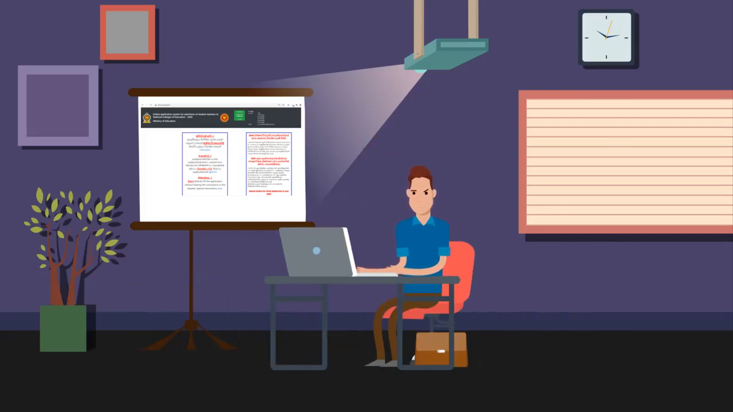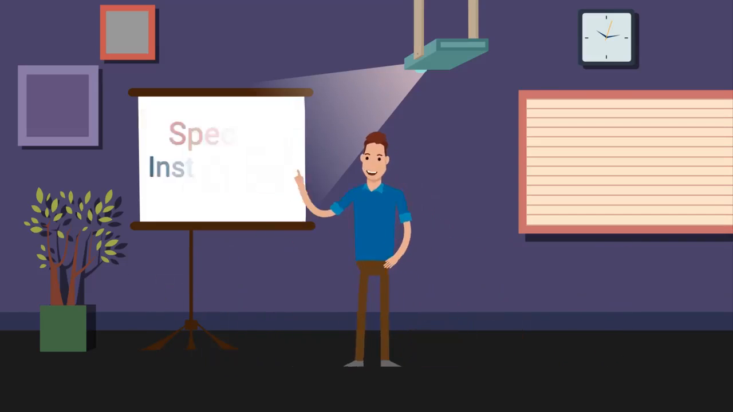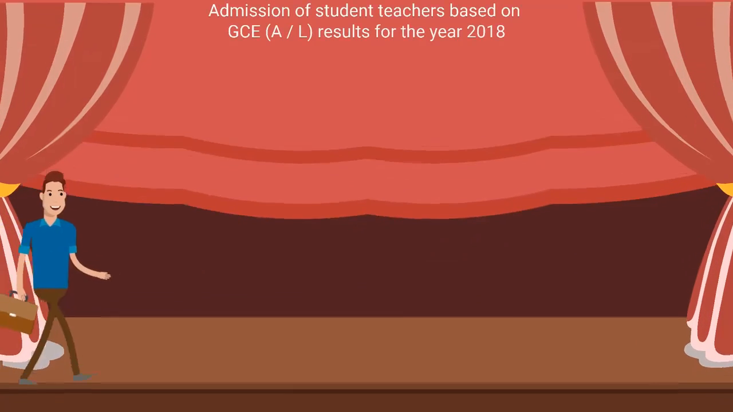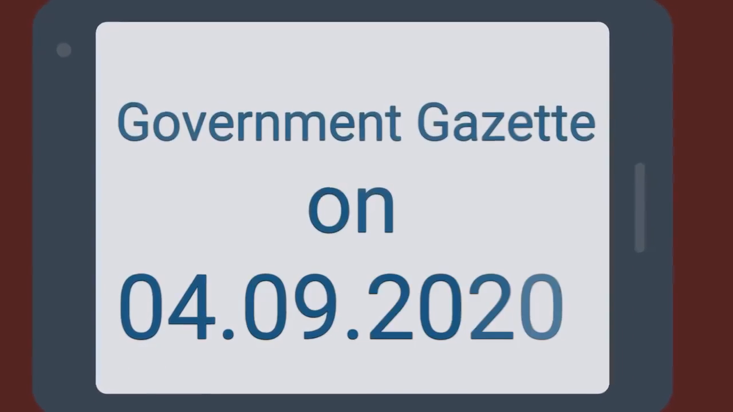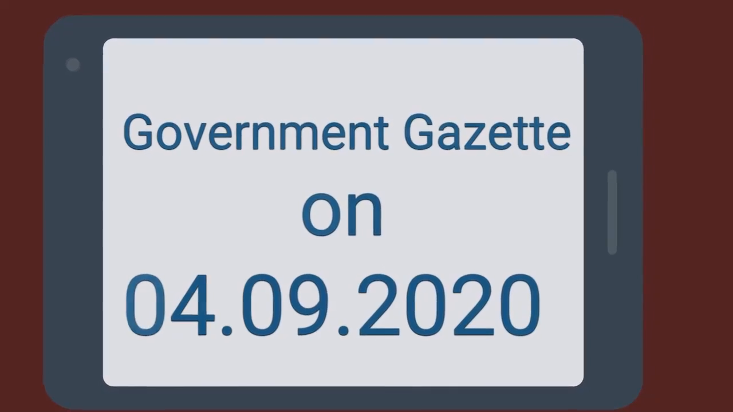Before applying to the National Colleges of Education for the year 2020, you should pay special attention to the following instructions. It is essential that all applicants read the entire Gazette notification published in the Government Gazette on September 4, 2020 and obtain a prior understanding before applying.